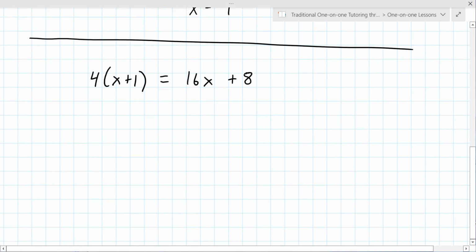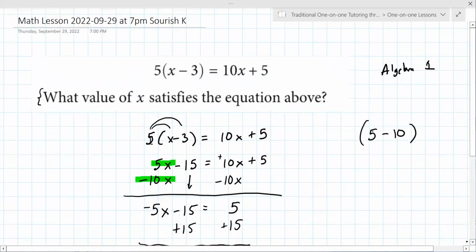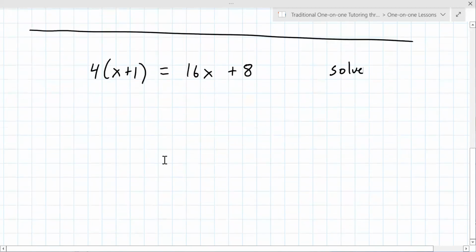All right. So here's another problem to solve. So let's go back and look. What was the very first thing we did to solve this problem up here? Yeah, multiply the number that's in the parentheses. So what do you think you should do first here? We should multiply 4 times 1, 4x plus 4.